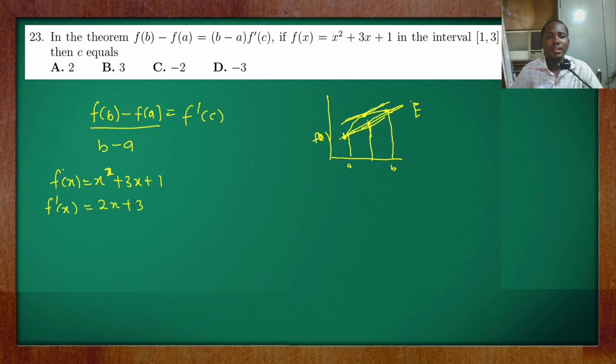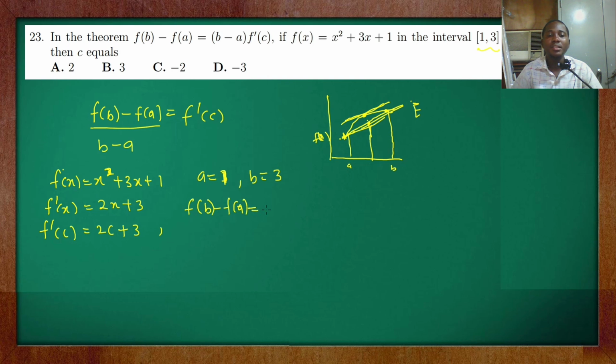All right, now if I substitute the value of c here, that means I'm going to have my f of c to be equal to 2c plus 3. Alright, so here, what's my f of b? My a, from your interval here, my a is what? My a is 1, and my b is what? My b is 3. So what's my f of b minus f of a?